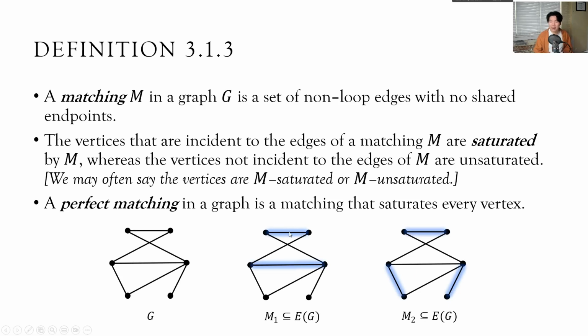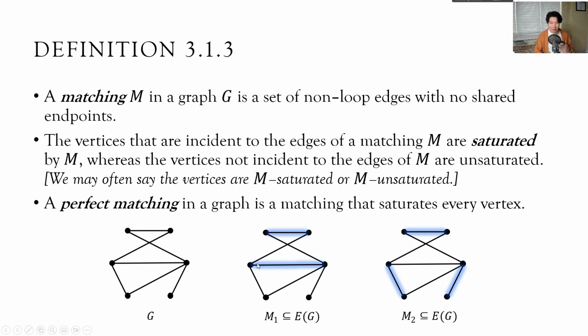In the middle, I've highlighted 2 edges, and I'm going to call those 2 edges the edge set M1. I claim that M1 is a matching because it matches my definition. It's a set of edges, they are not loops, and none of my edges have the same endpoints. In other words, my edges are not connected to each other. You can see here, these 2 edges do not share any of the same vertices.